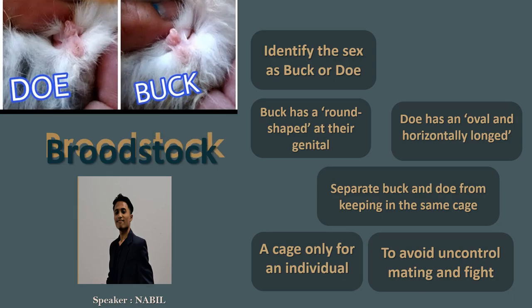Broodstock. It is important to identify the sex, a buck or doe. Buck has a round shape at the genital, while doe has an oval that is horizontally long. It is important to separate the buck and doe from keeping them in the same cage. A cage for broodstock is only for an individual. By separating them, we can avoid uncontrolled mating and fights between the rabbits.